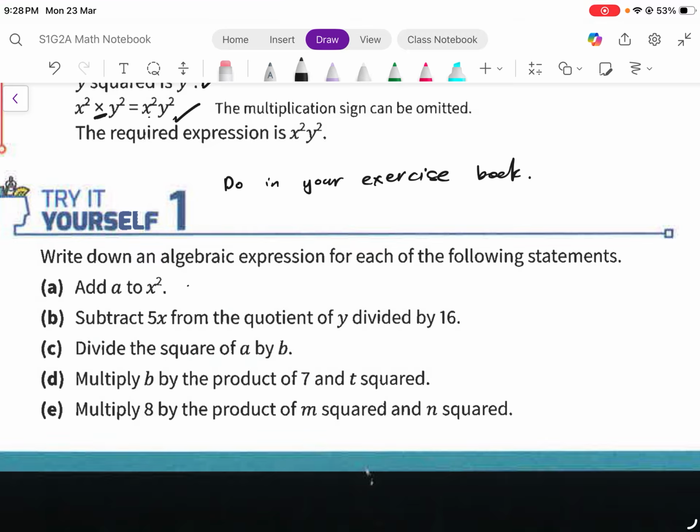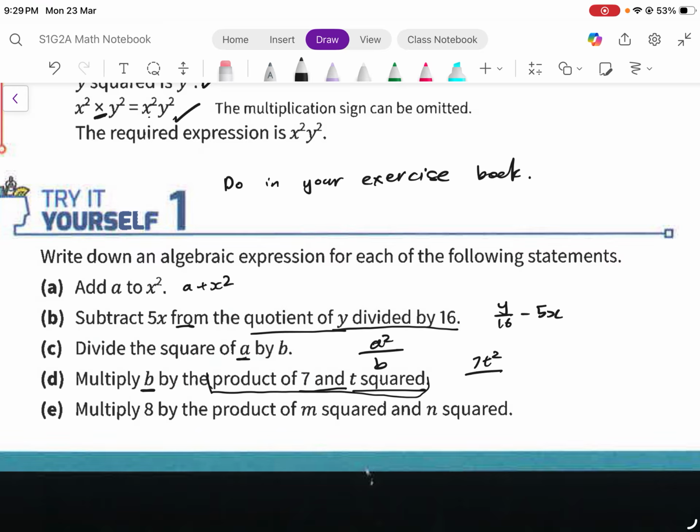Add a to x squared, so simple. Subtract 5x from the quotient of y divided by 16. So y divided by 16 first, then minus 5x. Divide the square of y, so square of y is y squared, divided by b. Then multiply b by the product of 7 and t squared. So we need to settle the product first of 7 and t squared. So 7t squared will be 7 times t squared. Then you multiply by b, so you get 7bt squared.